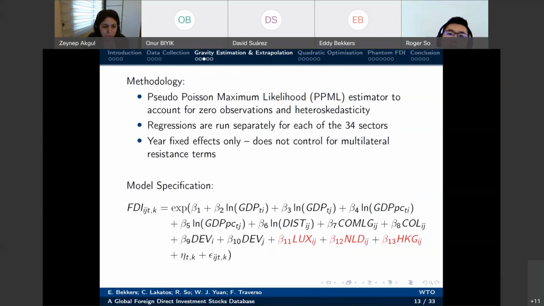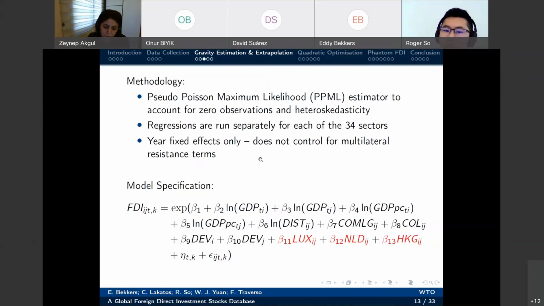We're also running the regression in each of the 34 sectors to acquire sector-specific coefficients, and we include year fixed effect to account for the common shocks. But you will note that, when it comes to the fixed effect, the best practice in gravity estimation under a panel setting is actually to adopt the host year or importer year and the source year or exporter year fixed effect in order to control for the multilateral resistance terms.